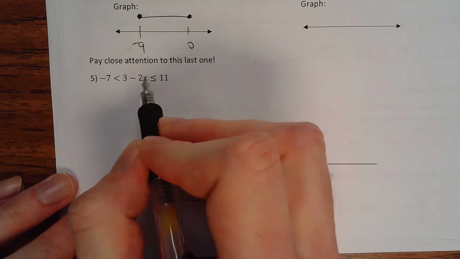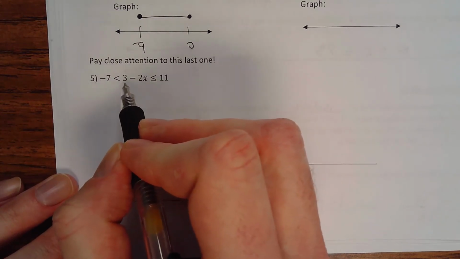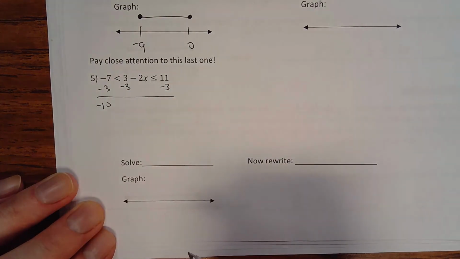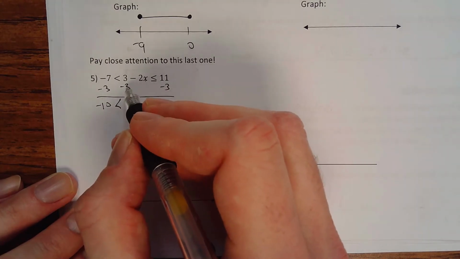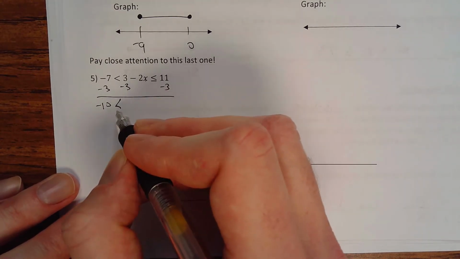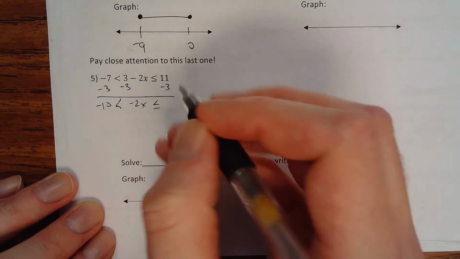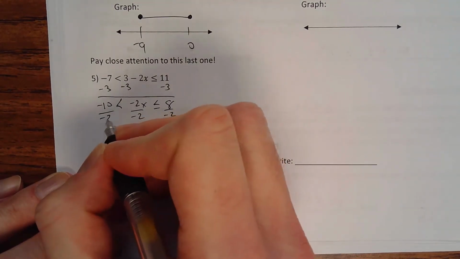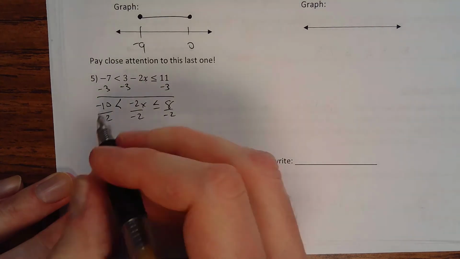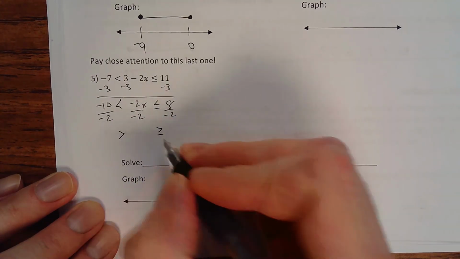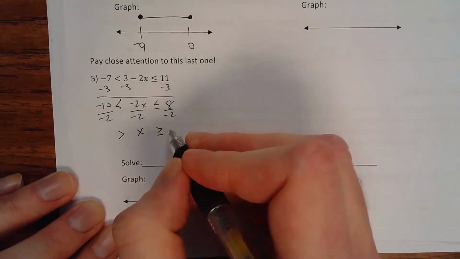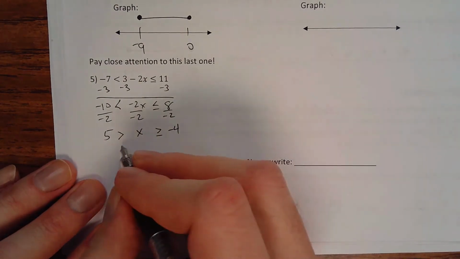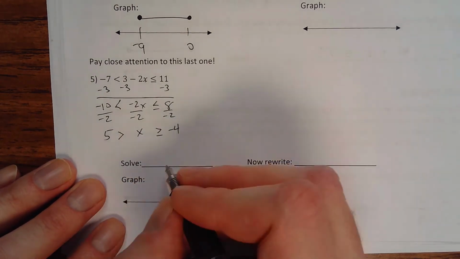So first step here, if I want to get x by itself, get rid of that 3. It's a positive 3, so I need to subtract 3. So we got negative 10. Again, I did not multiply or divide by a negative. I subtracted, so the signs are going to stay the same. And this would be 8. Now I need to divide by negative 2. Red flag, I divided by a negative. So as I write these answers, I'm going to switch the signs right now so I don't forget. Okay, so I got negative 4 over here. I've got a 5 over here. So that is okay. That is a true statement.